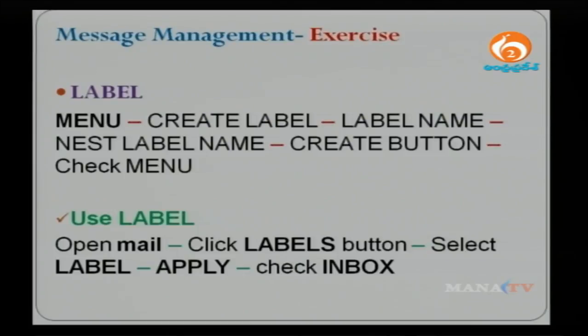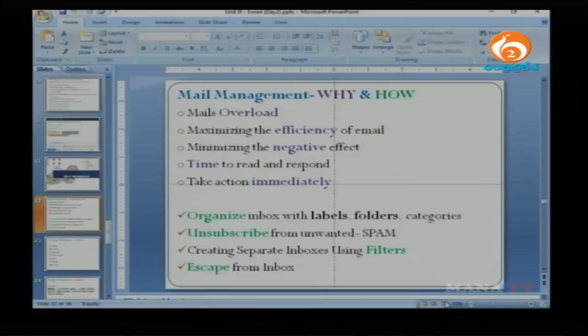First we will go to the menu and then create the label and fill in the label name, and if you want a subfolder under a particular label, then you can do that also. And after that, click on the create button, then automatically you will get a label on that particular mail. And how to use that label? Go to the mailbox, open the labels, apply that particular label name, and check the inbox. So, we will do some exercises on this.